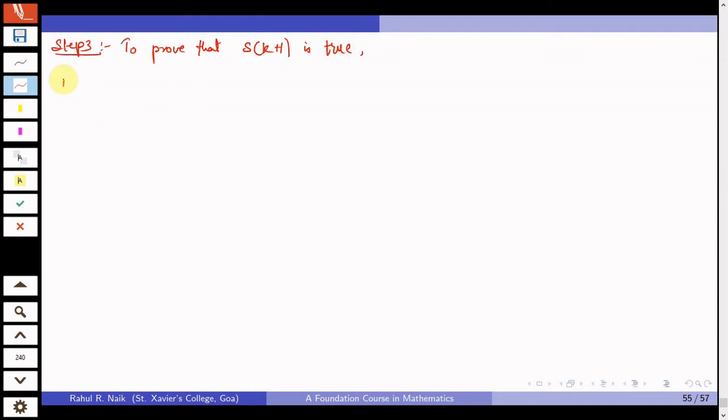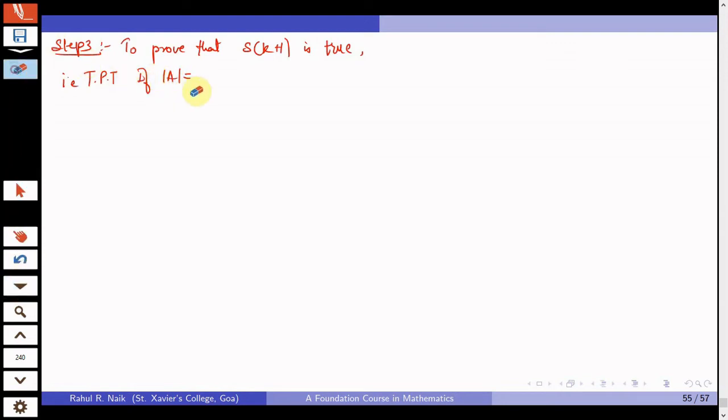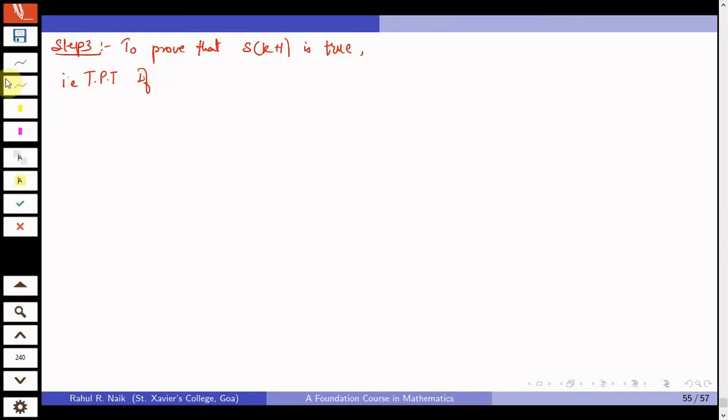And what is it? That is to prove that, if cardinality of A is equal to, or I would take some other set because A, we are using it again and again. So I would take, for any set with k plus 1 elements, its power set should contain 2 raised to k plus 1 elements. So if cardinality of B is equal to k plus 1, then cardinality of P of B is 2 raised to k plus 1.